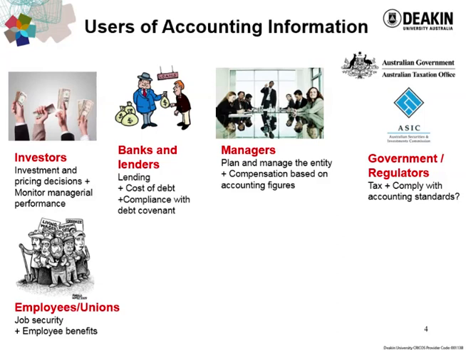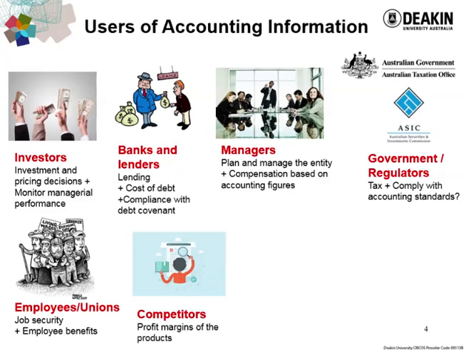Employees and unions are the next users. Employees look at financial statements to evaluate job security. They need to make sure that firms can operate in the long run. Unions will look at financial statements to fight for employee benefits and welfare. Usually, large firms and profitable firms will be targeted by unions. And unions are very influential in Australia, and they serve to preserve social justice and equity.